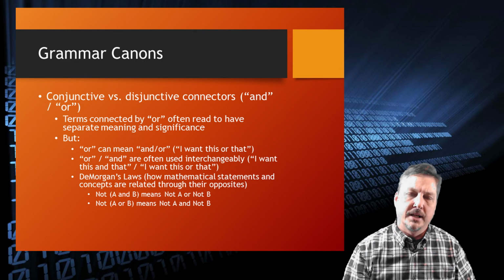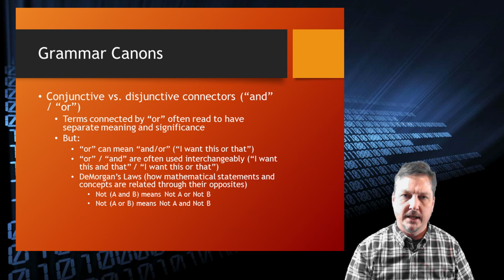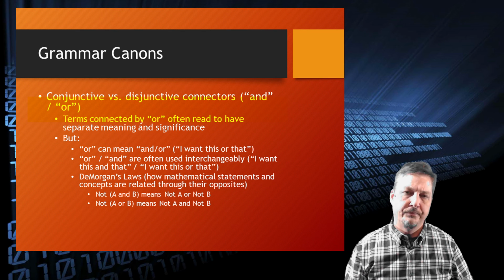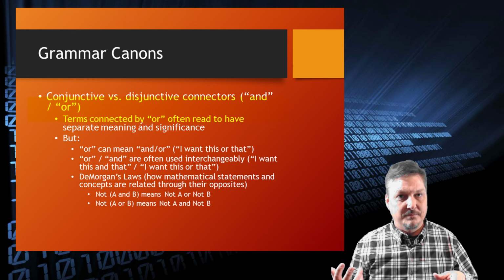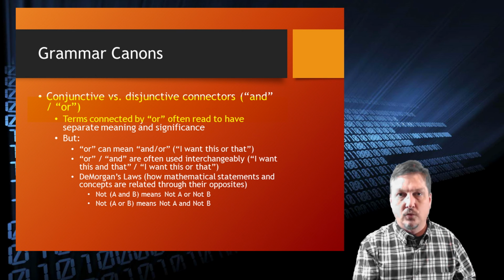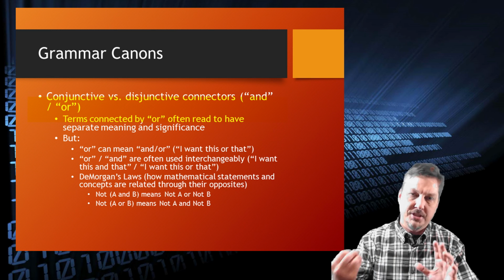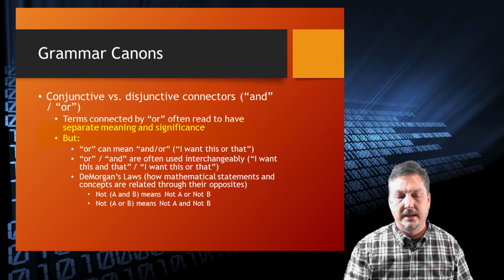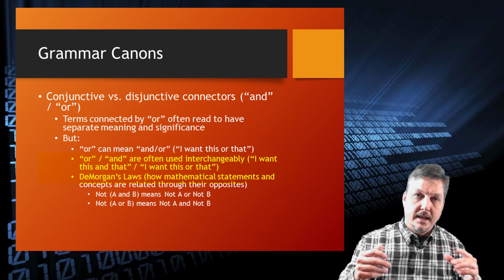So another one of the grammar canons is the rule about conjunctive versus disjunctive connectors. Conjunctive, of course, is "and" and disjunctive is "or." And here again, the general rule will be, a term that's connected by "or" is often read to have separate meaning and significance, and we saw Justice Thomas apply that in one of the cases we just looked at. There are circumstances, however, in which "or" can mean "and/or."